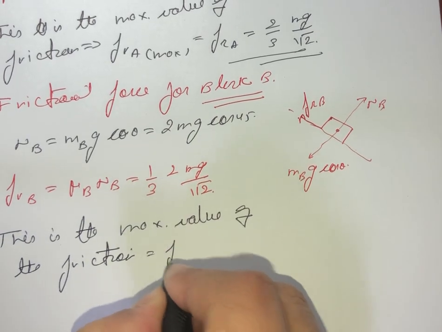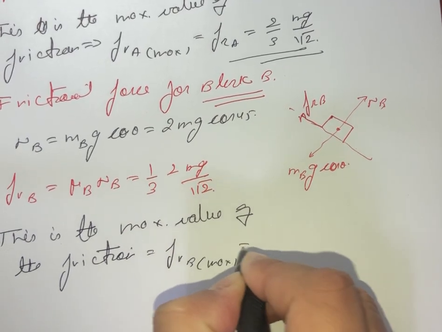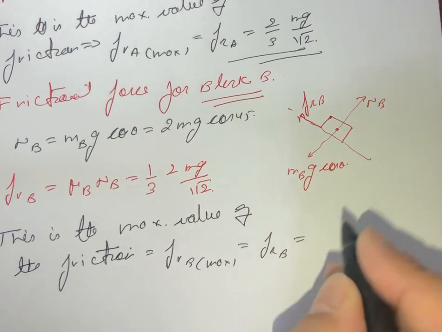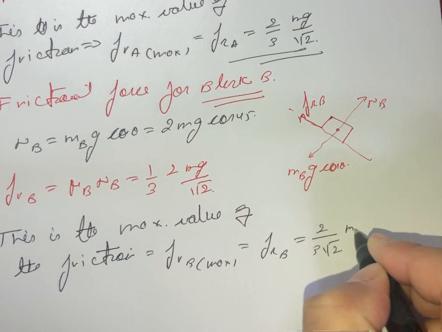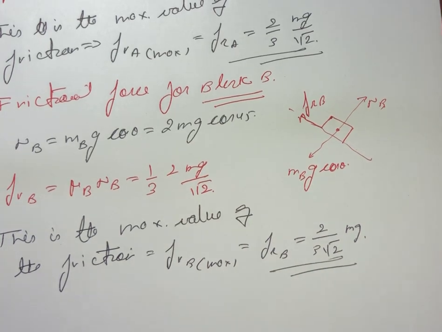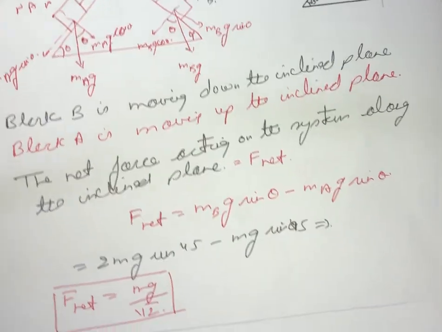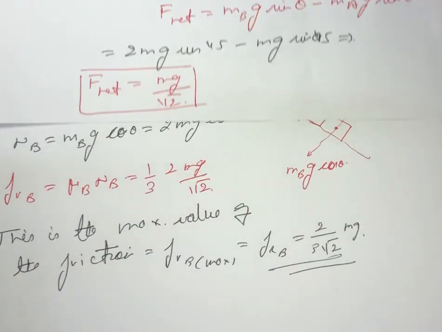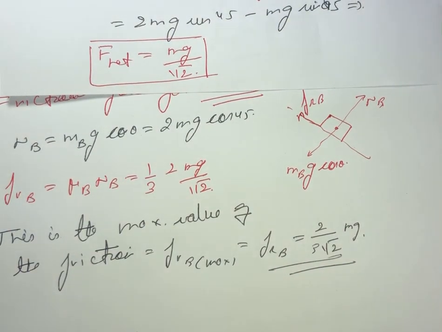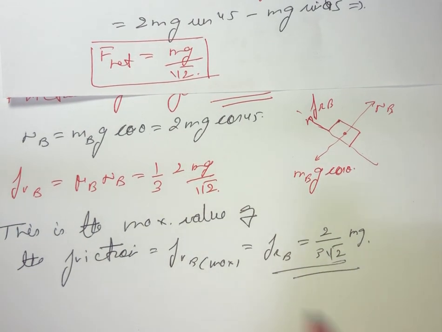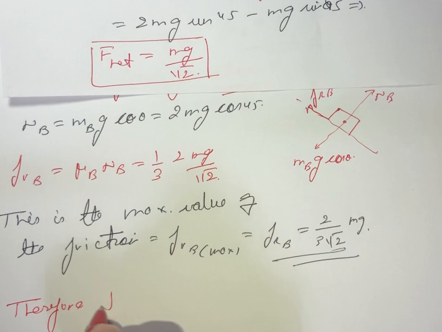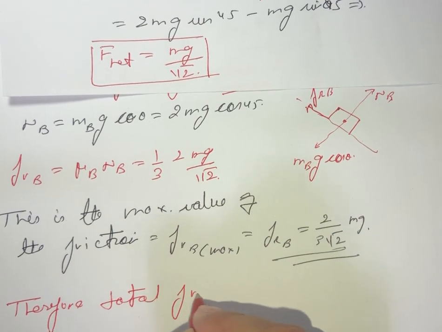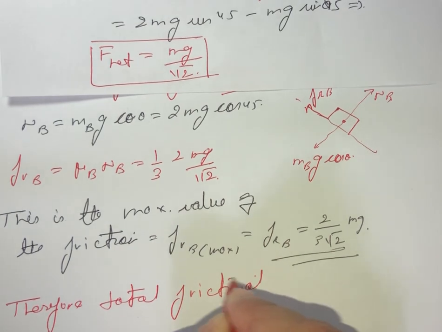So we can say that FRB max will be equal to FRB, and this is equal to 2 by 3 root 2 mg. Now we are going to find out what will be the total frictional force.